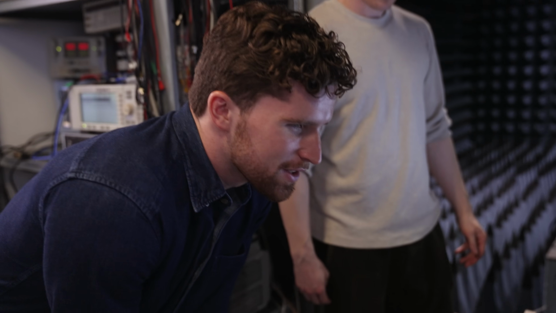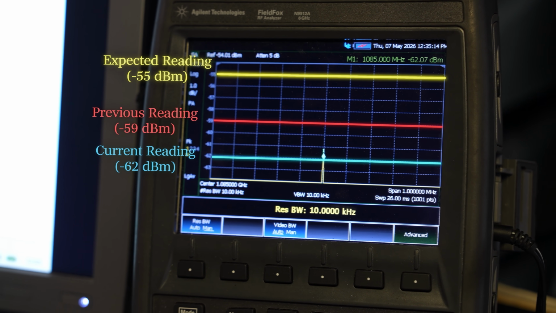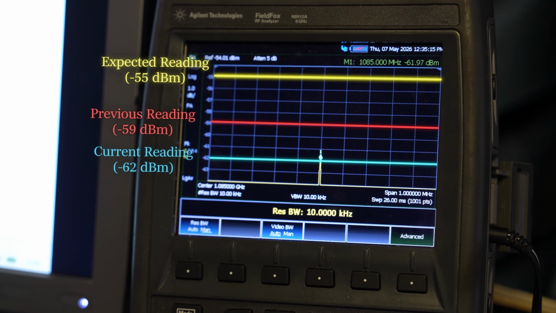Okay, what are we looking at? So now it's at, yeah, it hasn't helped us at all. It's actually, yeah, we're half the power. Interesting. But why is that?